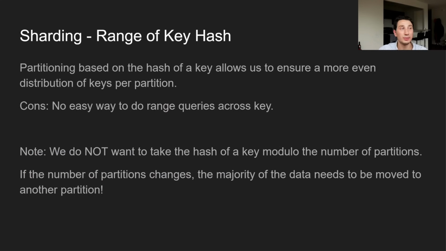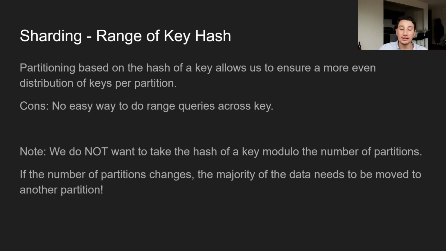Well, we could do something called the range of the key hash. For a given key, all you have to do is take the hash of it and then shard it based on the hash. So why do we actually do something like this? The idea is that a hash function should, in theory, evenly distribute a range of keys, and as a result, we should get better balancing.